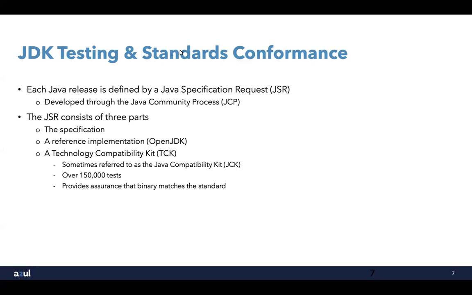So that's the specification. Then we have a reference implementation, and I mentioned earlier that that is what OpenJDK is. So it's the reference implementation of the standard. It's used to demonstrate that you can actually implement this specification. It is possible to implement it. And then the third part is what's called a Technology Compatibility Kit. And the Technology Compatibility Kit, or TCK, is about having a set of tests that you can run on a distribution that has been provided, a binary distribution, to verify that that distribution conforms to the standard.